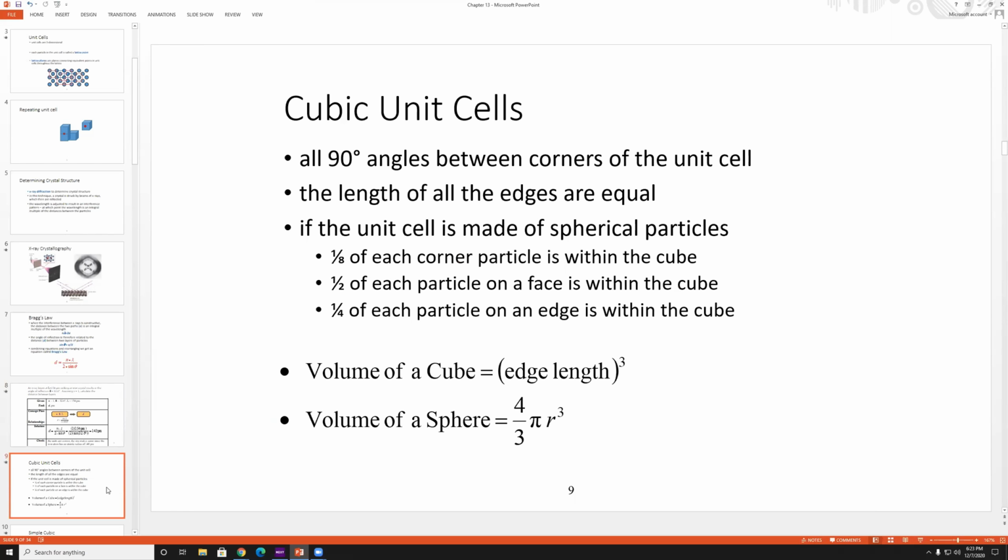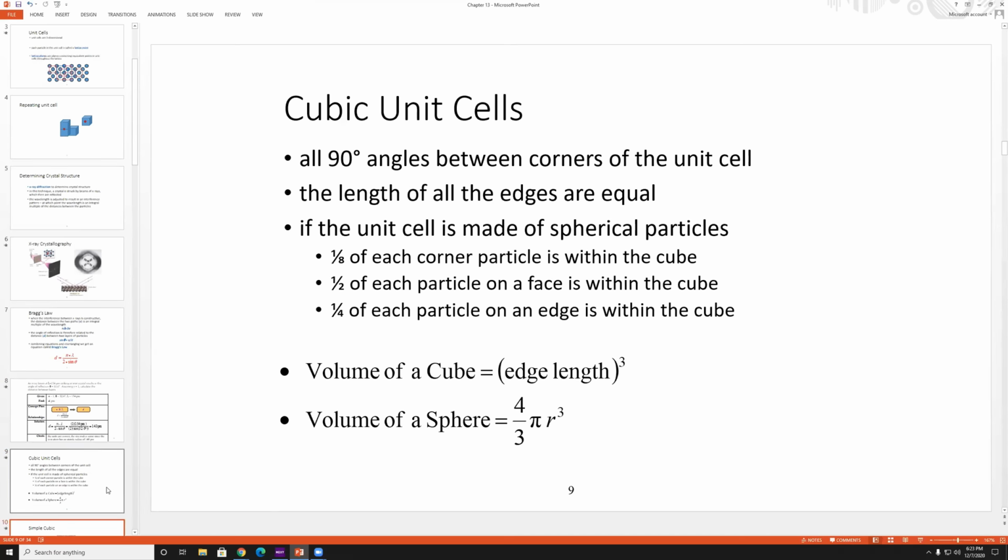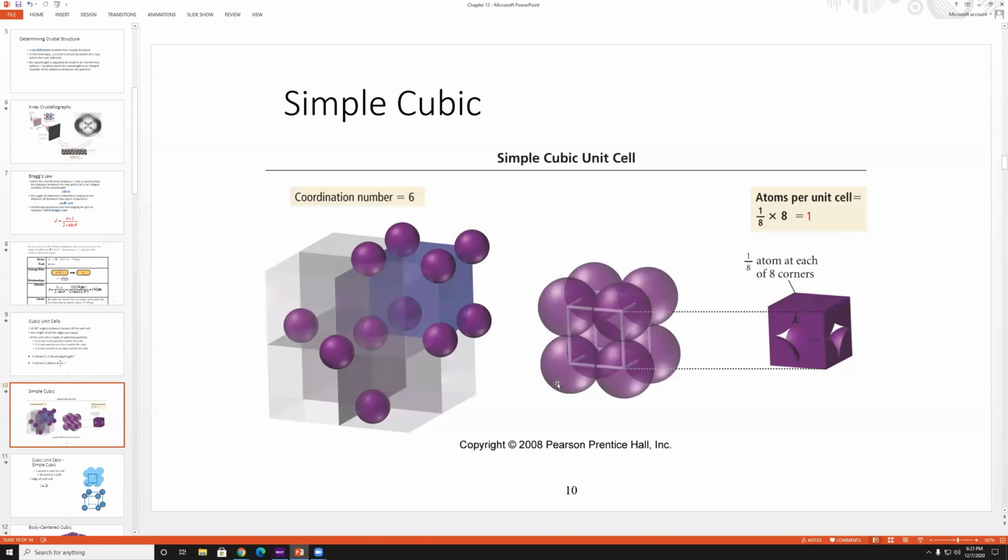All right, so the cubic unit cell. With these unit cells, we're going to see a bunch of different arrangements three-dimensionally. And here's one of them. Here's the simple cubic. We'll start with this. We'll talk about coordination number in a minute, but it's important that each of these cubics, you can imagine each atom arranged in this kind of three-dimensional arrangement.